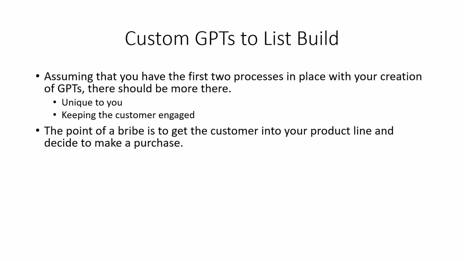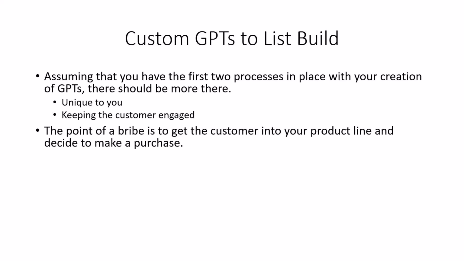Now, the point of an opt-in bribe. What's the point of an opt-in bribe? It's to get the customer into your product line and decide to make a purchase. Now, here's something that information marketers, quite frankly, have kind of forgotten in a rush to teach that you need to have an opt-in bribe. Just to get somebody on your list means nothing. Well, we don't want to have people on our list. That's not the point. The point of getting people onto our list is to get them into the product line. So you've got to follow through.